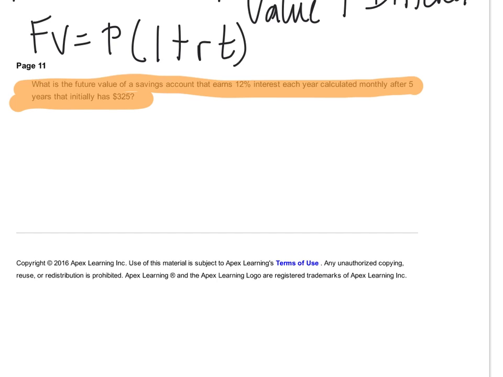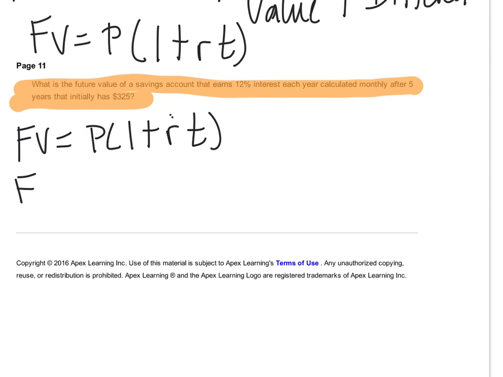So it says, what is the future value of a savings account that earns 12% interest each year, calculated monthly after 5 years, that initially was $325? So we're going to start with our same equation as before. I'm going to put FV equals P times 1 plus R. I'm sorry, I must have pressed the button to cut it off. But we're going to use the same equation that's up at the top. The future value is equal to the principal times 1 plus our periodic interest rate times the time.